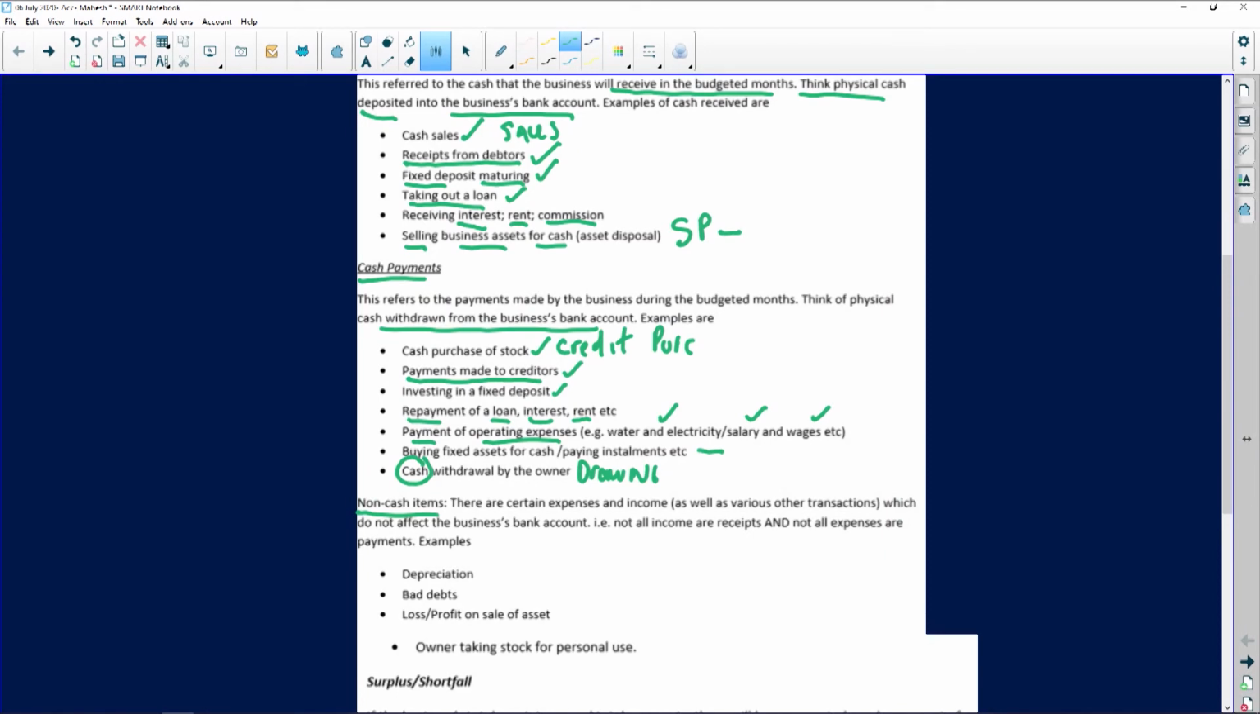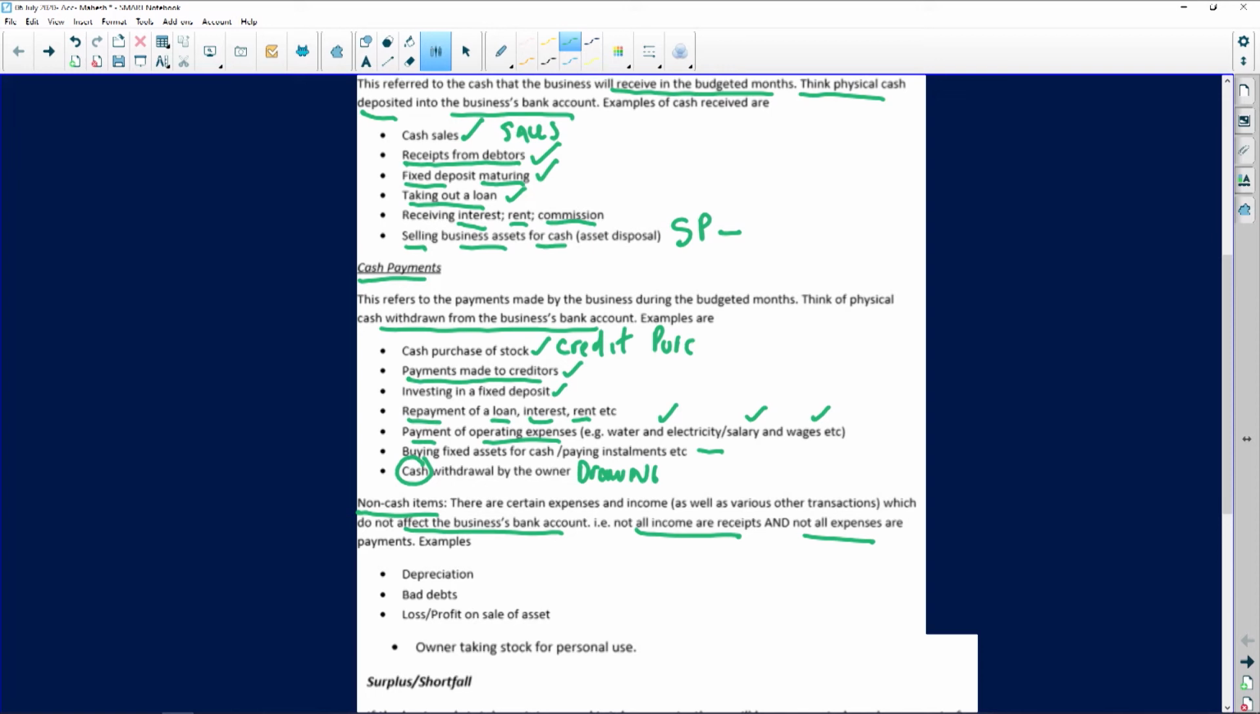Could be an income, could be an expense, but it's not a payment of cash, nor is it a receipt of cash. So we refer to these as non-cash items. There are certain expenses and income, as well as other transactions which do not affect the business's bank account. In other words, not all income are receipts, as I explained earlier on, and not all expenses are payments.